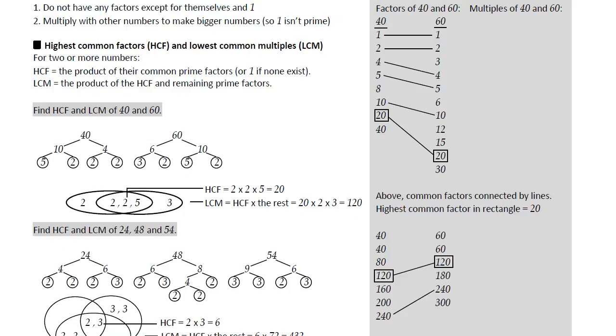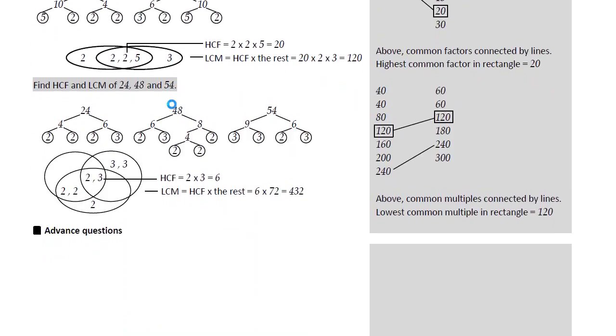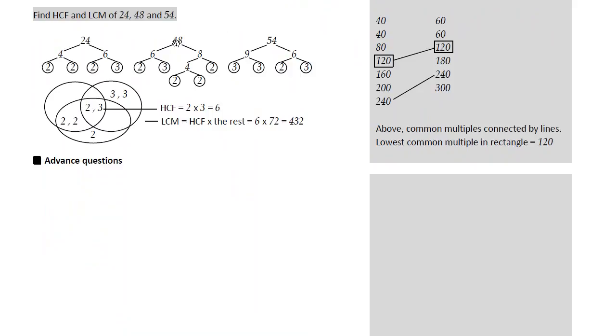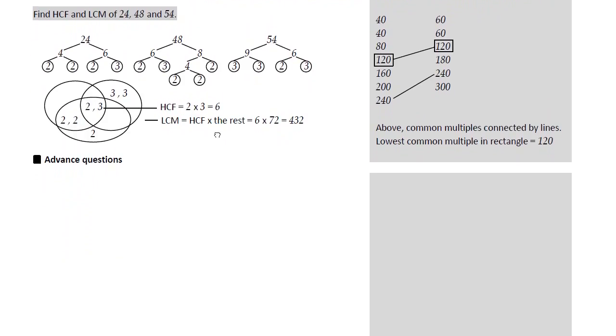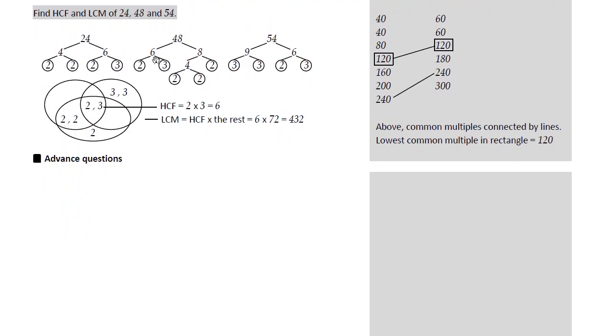Right. What's next? We're going to find the highest common factor and lowest common multiple for 3 numbers this time. Last time we just did it for 2 numbers, right? So let's focus on this. What are the HCF and LCM for 24, 48 and 54? Well, as before, I'm just trying to whiz through this video now. You can pause it if you like and see how I did the prime factor trees for each of them.